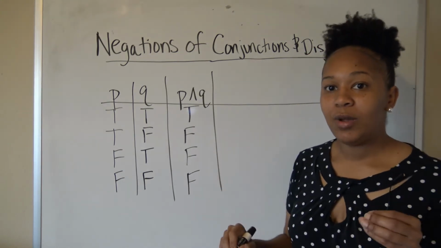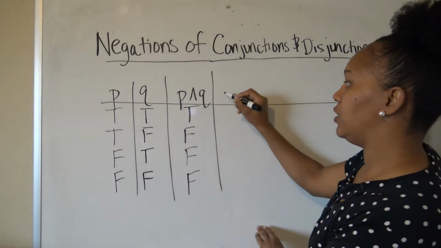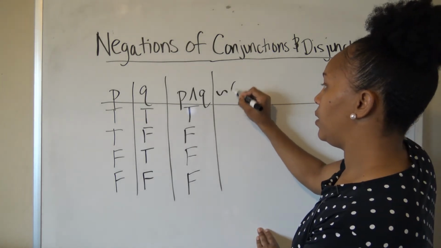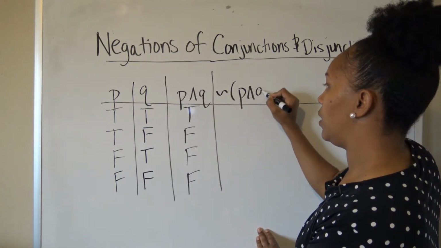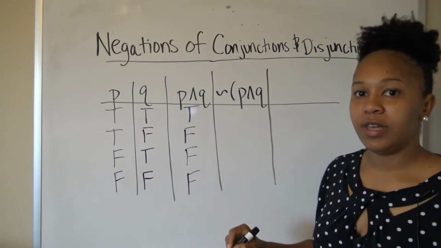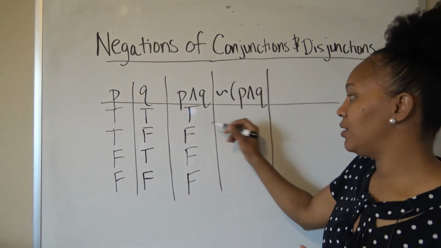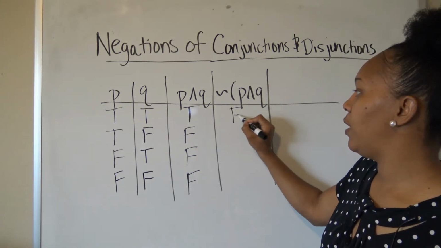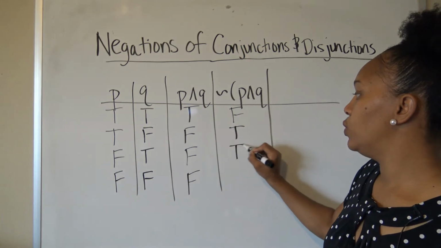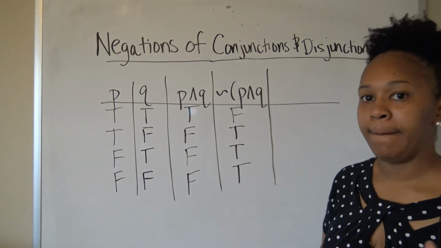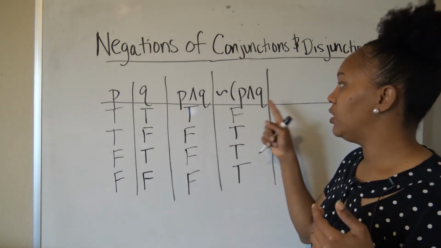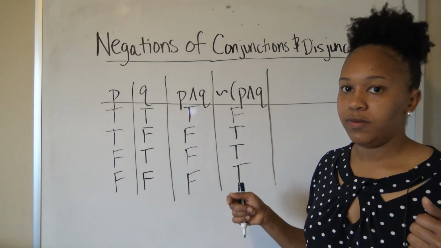Okay, now I want to look at the value of the negation of P and Q. And so remember, in the negation, you just take true and switch it to false, and false and switch it to true. So it will be false, true, true, true. Okay, so that would be the negation of P and Q. That's the truth values of it, right?